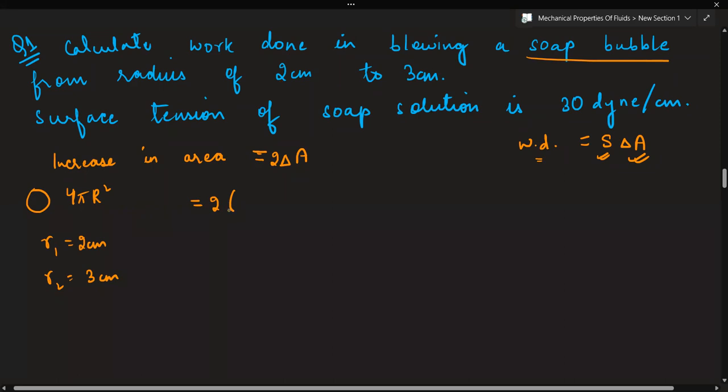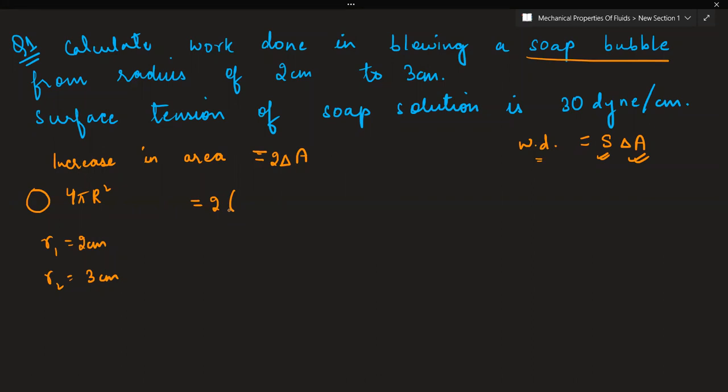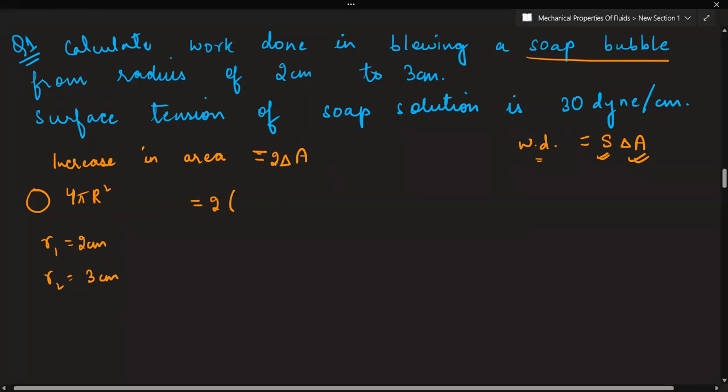How can we calculate the final surface area? We need to find the difference. Exactly. We need to find the difference between the final surface area and the initial surface area. Final area minus initial area. Final radius is R2, so the final surface area would be 4 pi R2 square, minus the initial area. Initial radius is R1, so the initial surface area would be 4 pi R1 square.